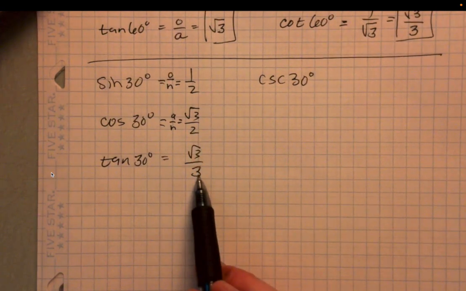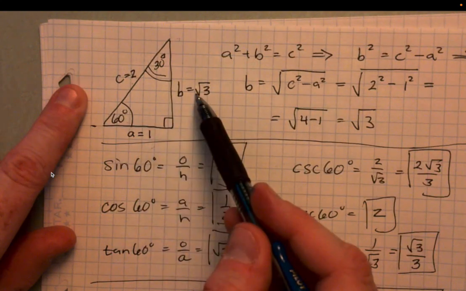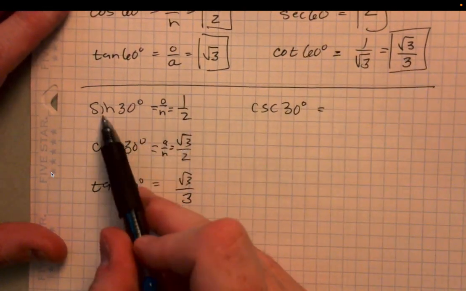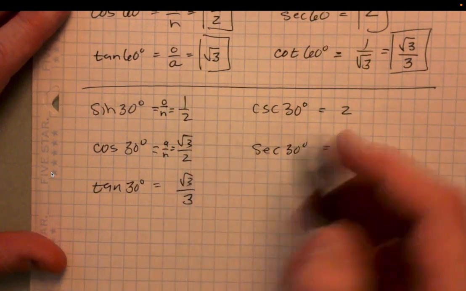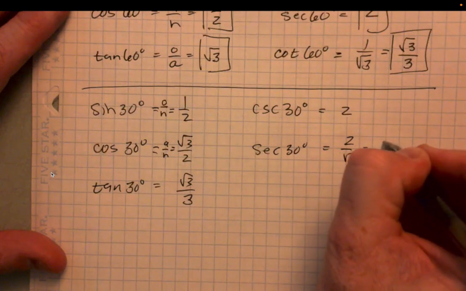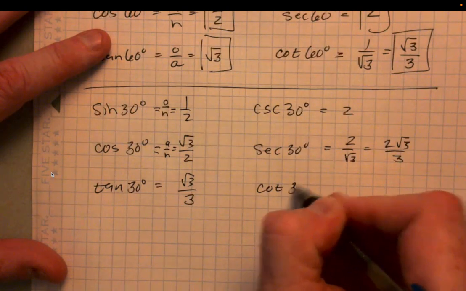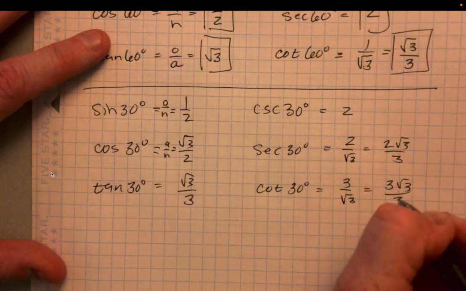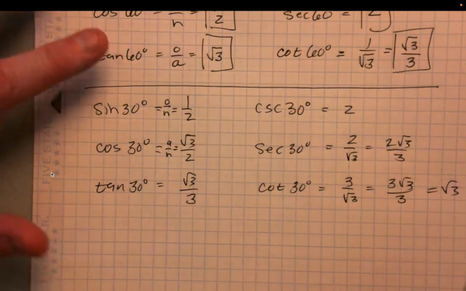All right, and then opposite over adjacent would be 1 over square root of 3, otherwise known as square root of 3 over 3 after you rationalize it. Okay, and so then the cosecant is just going to be 1 over sine, so it would be 2. The secant is going to be 2 over the square root of 3, otherwise known as 2 square root of 3 over 3. And then the cotangent is 3 over the square root of 3, which would be 3 square root of 3 over 3. Okay, otherwise known as just the square root of 3, I guess.